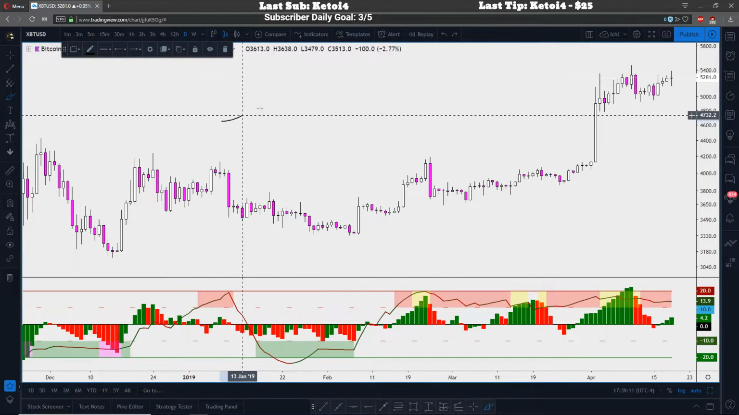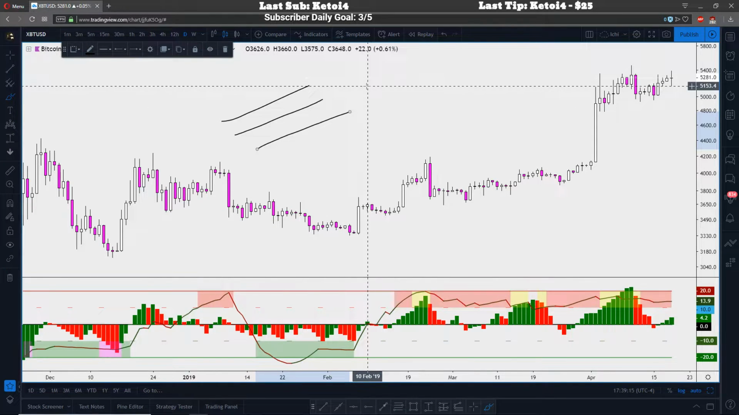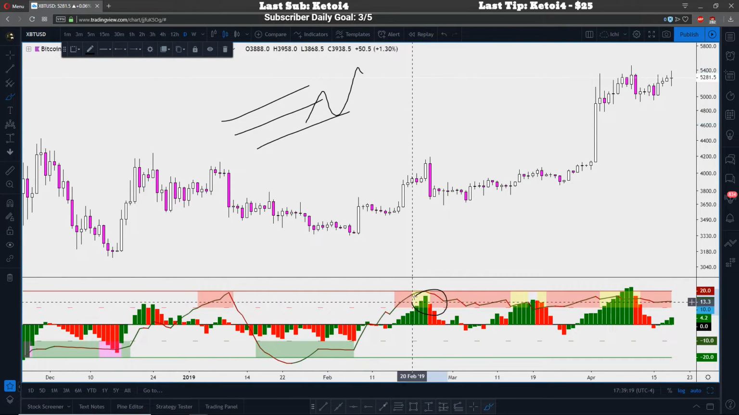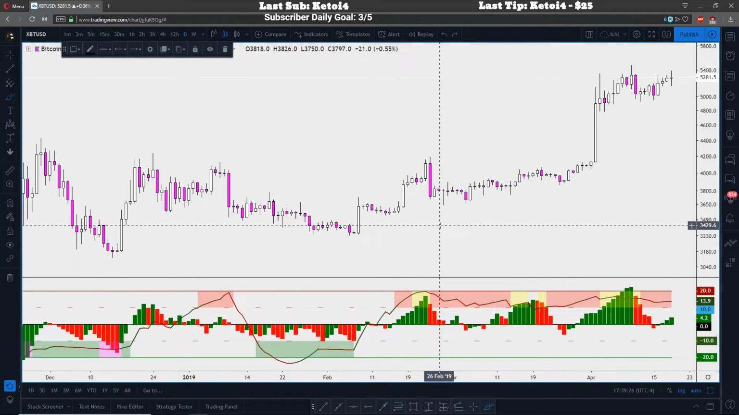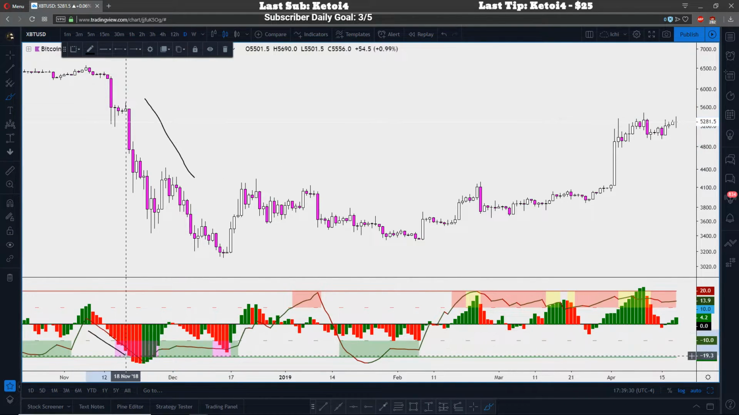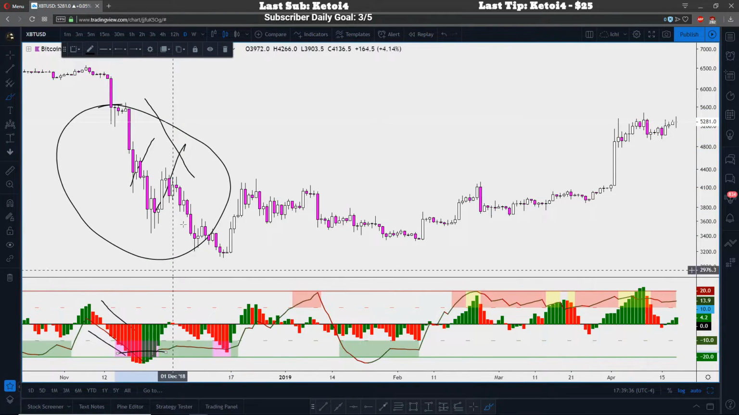So if price is rising, trend line rising, histogram rising, your trend is strong. Try to avoid trading against the trend unless you are given proper signals to do so. Given trap signals or given top signals. Same thing for a downtrend. Price is falling. Trend line falling. Histogram falling. Be very careful trading against that trend unless given proper signals.